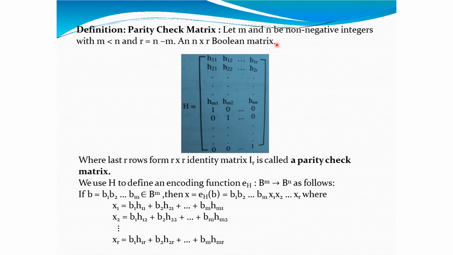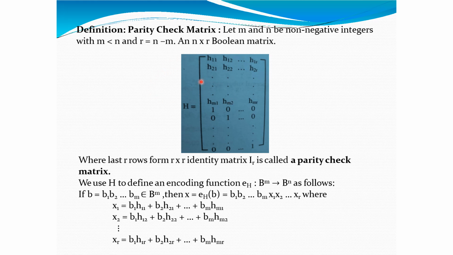Let m and n be non-negative integers with m less than n and r equal to n minus m. An n by r Boolean matrix H, with entries H11, H12, ..., H1R, H21, H22, ..., H2R, ..., HM1, HM2, ..., HMR, whose last r rows form an r by r identity matrix, is called a parity check matrix. Boolean matrix means a matrix whose entries are either 0 or 1.